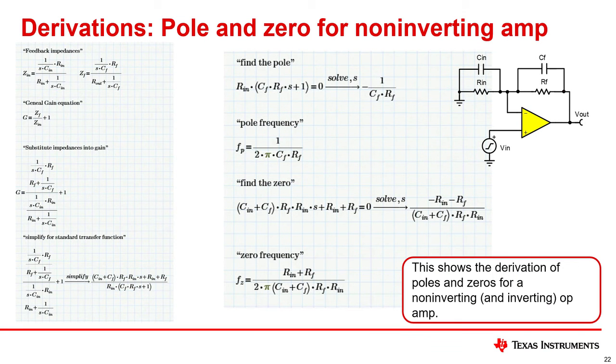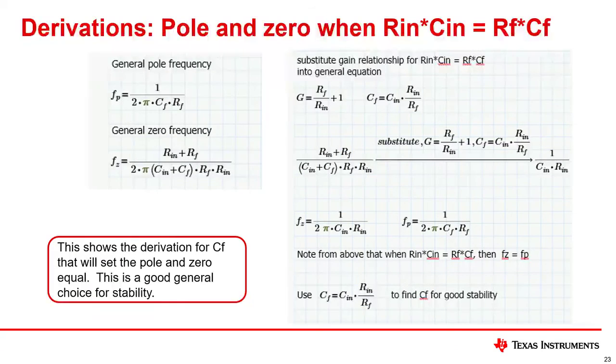This slide shows the derivation of the poles and zeros for the non-inverting and inverting amplifier. Note that from a stability perspective, all amplifiers should be analyzed as a non-inverting amplifier. This slide shows the derivation of the special case where the pole and zero are equal to each other.